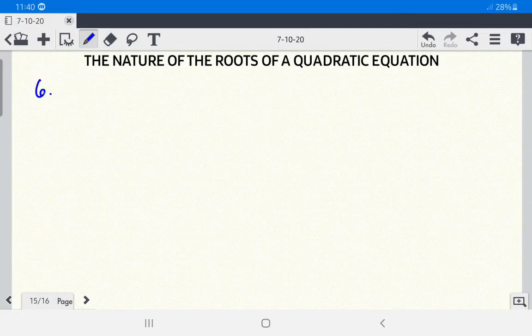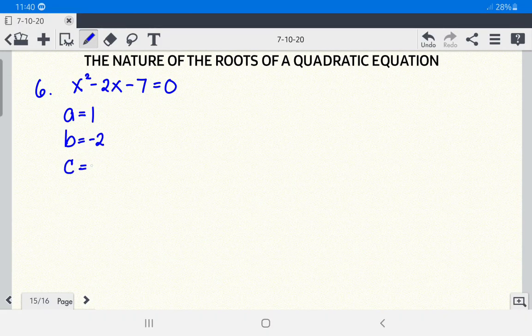Number 6, let's say we have x squared minus 2x minus 7 equals 0. So, let us determine the nature of roots of this quadratic equation. So, find the value of a, which is 1. Value of b, we have negative 2. Then, value of c is we have negative 7.